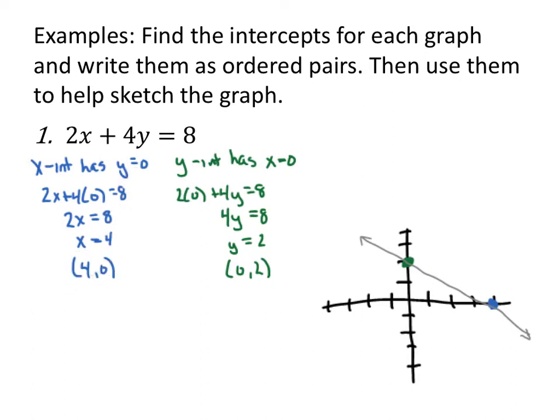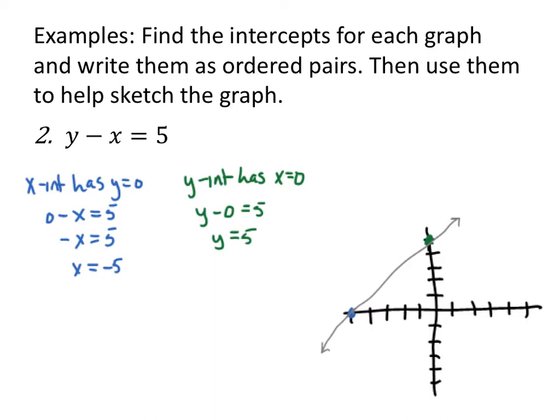I assumed y was 0 because I was looking at an intercept. The y-intercept always has an x value of 0. I'm going to put a 0 in for x, and cover that up because that's going to be 0. And I end up with the equation 4y equals 8. Divide both sides by 4, y equals 2. That tells me y is 2 and x is 0. So I have the point (0, 2), the point (4, 0), and I can join them with a straight line.